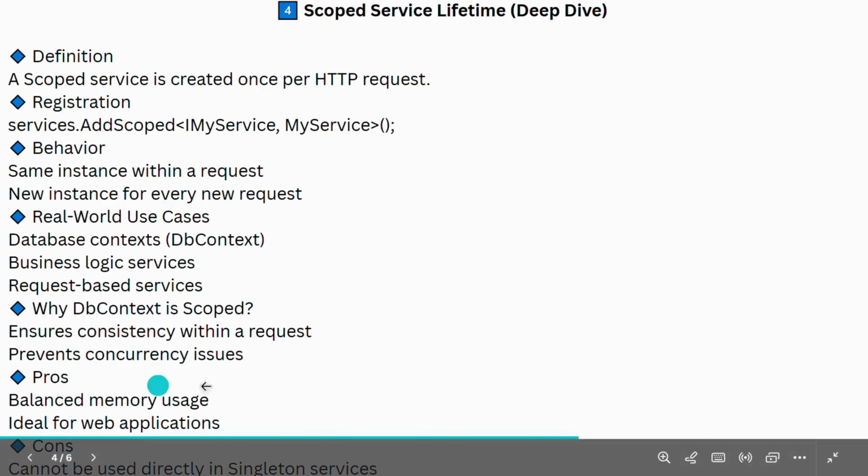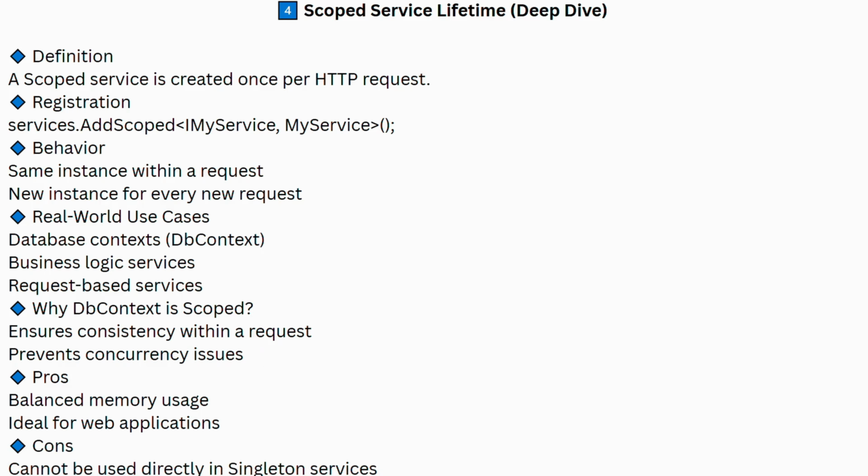What is the pros? Balanced memory use. So it will be kind of mid-level memory use. For HTTP based, it will create an object. So it is creating HTTP based objects, so that means it's using balanced memory. How many clients there are, that many object references will be there.